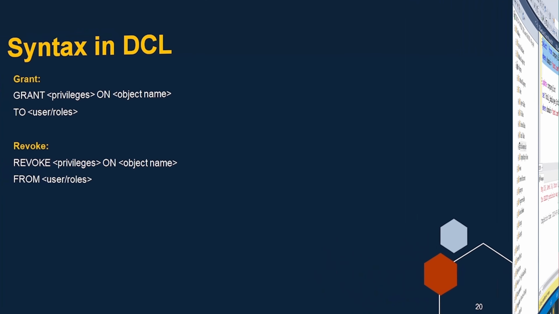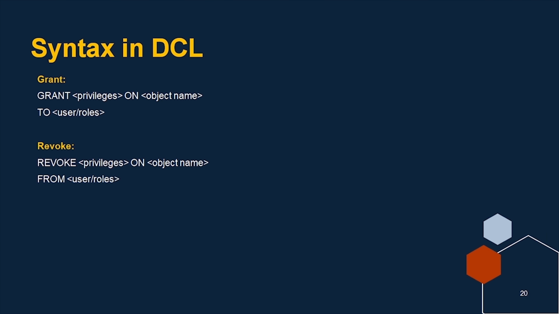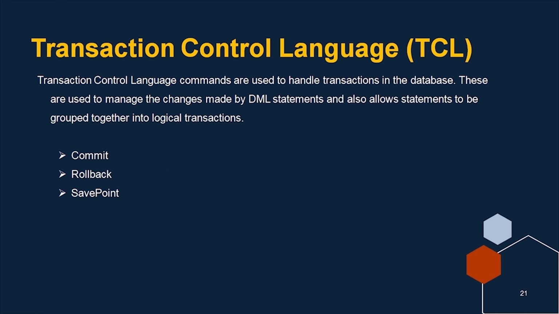We covered DCL. Now we will move to our last sub-language, transaction control language, which we can also call TCL. Transaction control language commands are used to handle transactions in the database. These are used to manage the changes made by DML statements and also allow statements to be grouped together into a logical transaction.